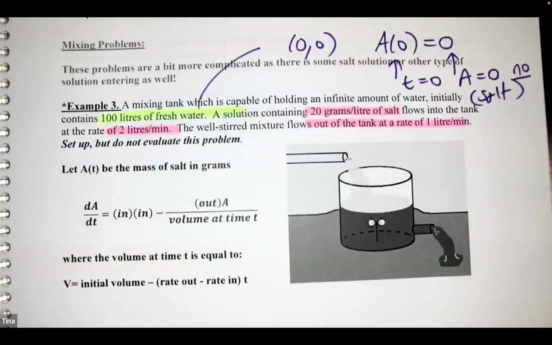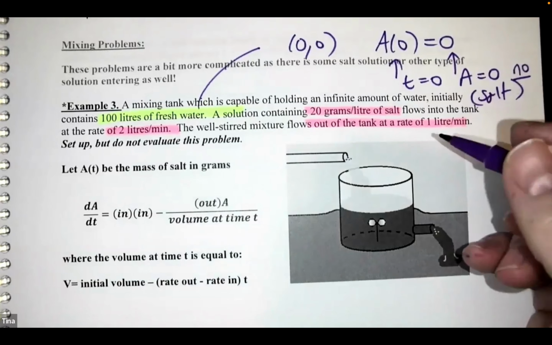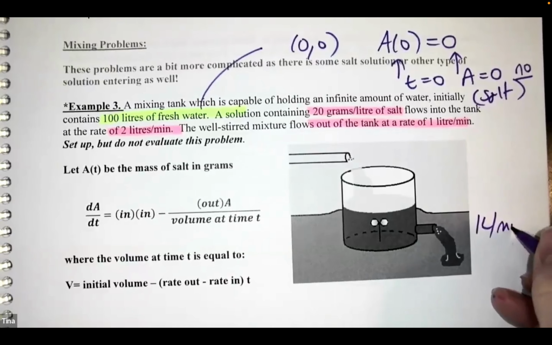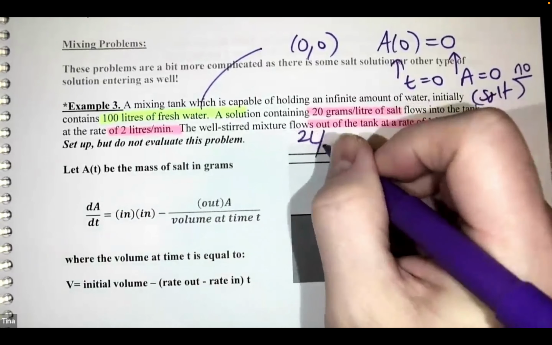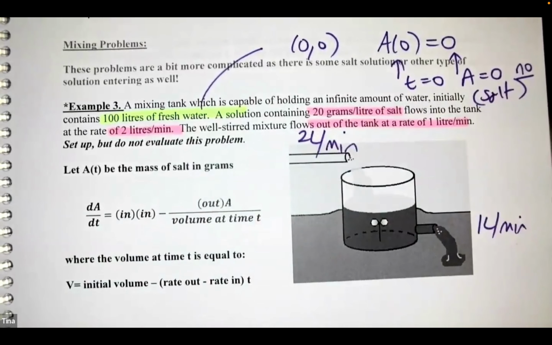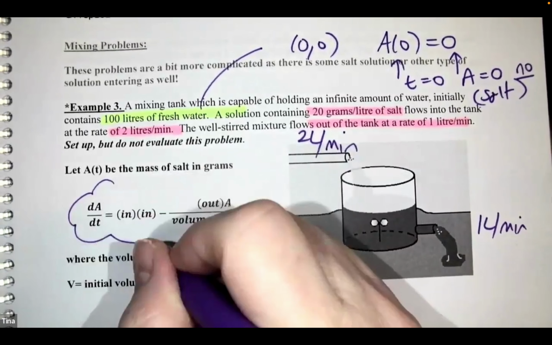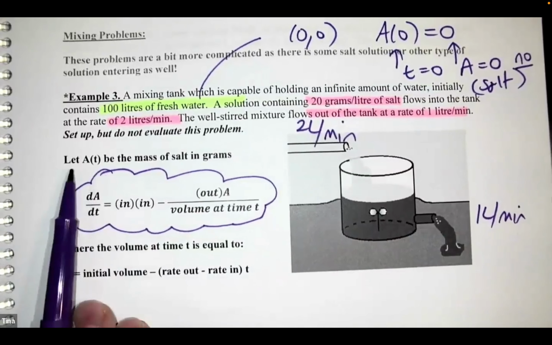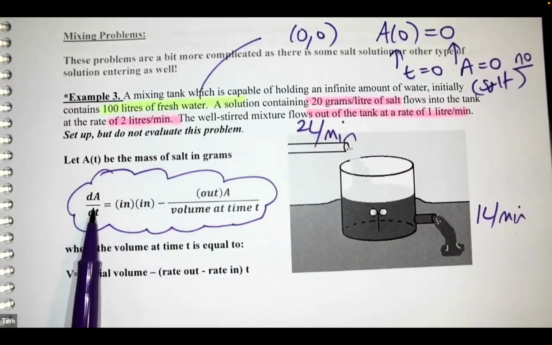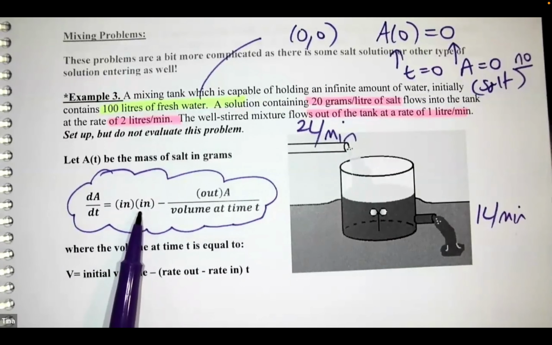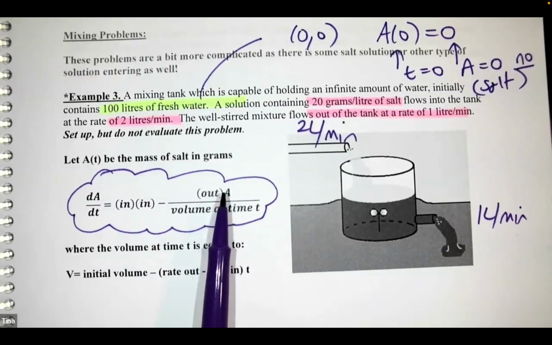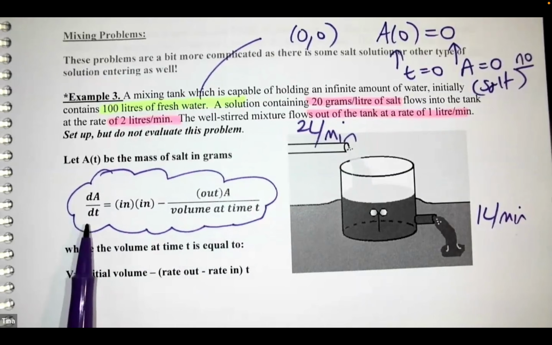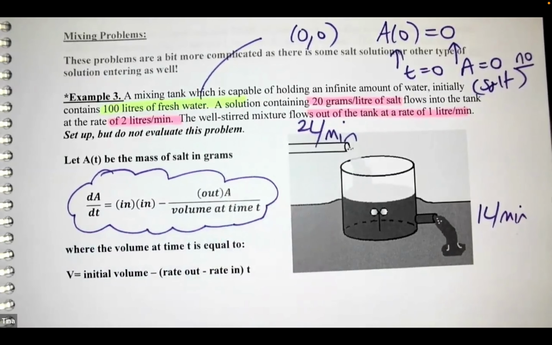And sometimes they just have you set it up, okay? So if it's going out at 1 liter per minute and in at 2 liters per minute, you can model your equation as the change in A, the salt, if A is the mass of salt. dA by dt is the rate going in minus the rate going out times A over the volume at any time t. So what are the rates going in? We have to multiply.